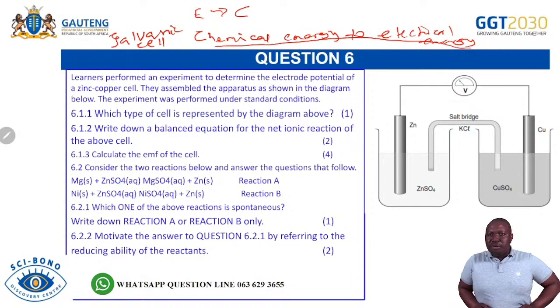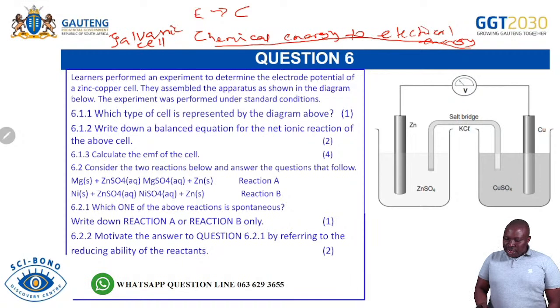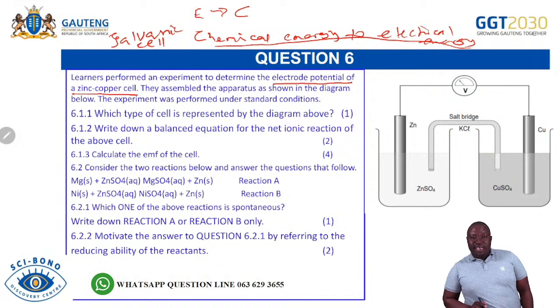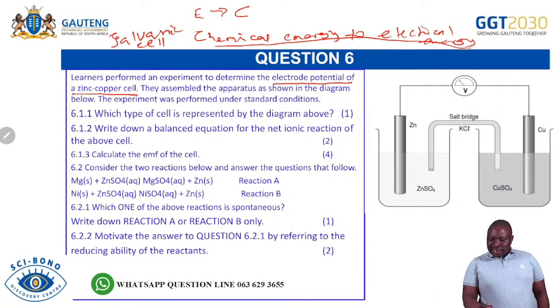You cannot go to the exam room without understanding. Now, let's look at our question. It says, learners performed an experiment to determine the electrode potential of a zinc copper cell, which means they wanted to determine the EMF of this cell. They assembled the apparatus as shown in the diagram below. So we have our nice diagram there.